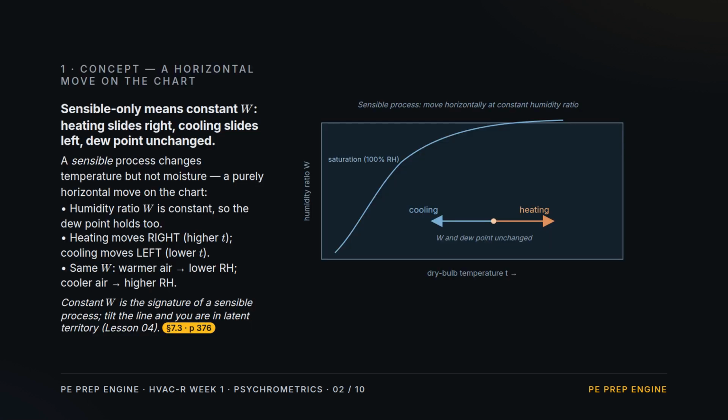Concept 1. The horizontal move. A sensible process changes temperature but not moisture, so the humidity ratio stays put and the state slides straight across the chart. Heating goes right, cooling goes left, and the dew point never moves. Relative humidity does drift. Warm the same moisture and the humidity drops. The instant that line tilts, you have left sensible for latent.